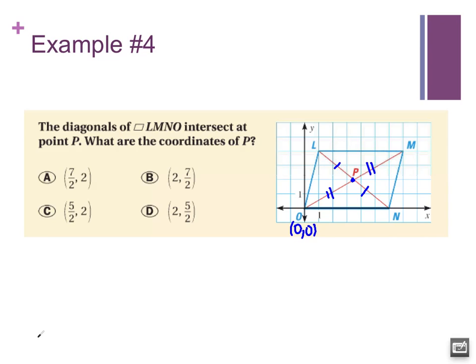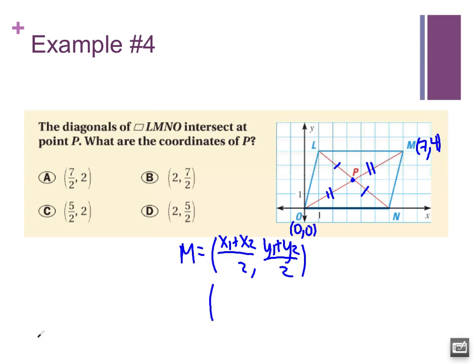O is the point 0, 0. It's the origin. M is 7, 4. Now I need to calculate the midpoint. Hopefully we remember that the midpoint formula has us add the x's and divide by 2. Add the y's and divide by 2. In this case, my first x is 0, the second one is 7. And then my y is 4, and 0, divided by 2. This ends up being 7/2, 2. So looking at our options, that's option A.